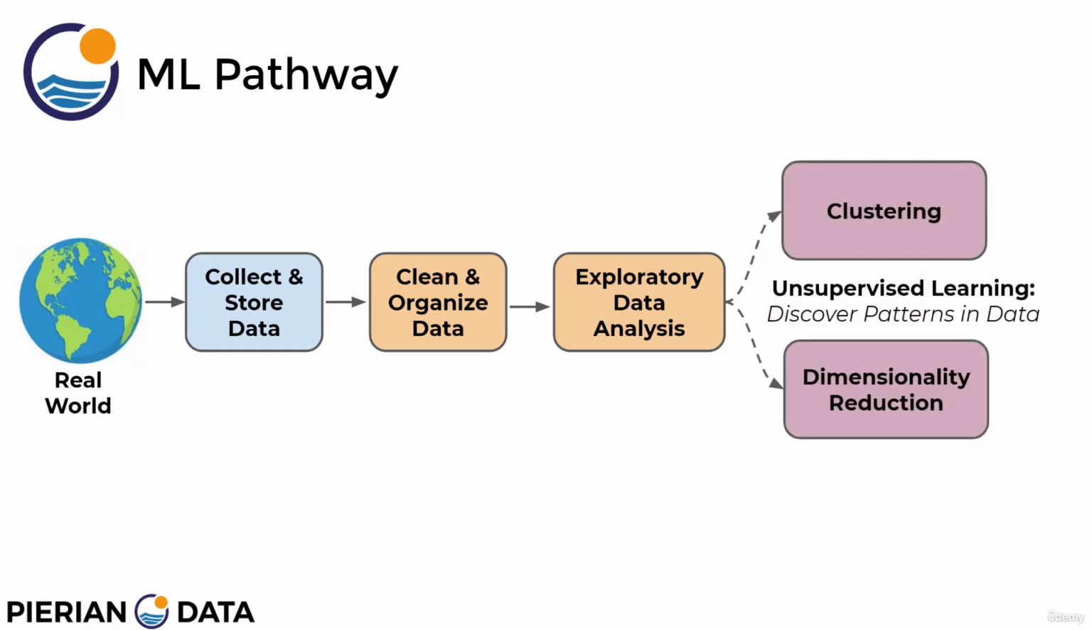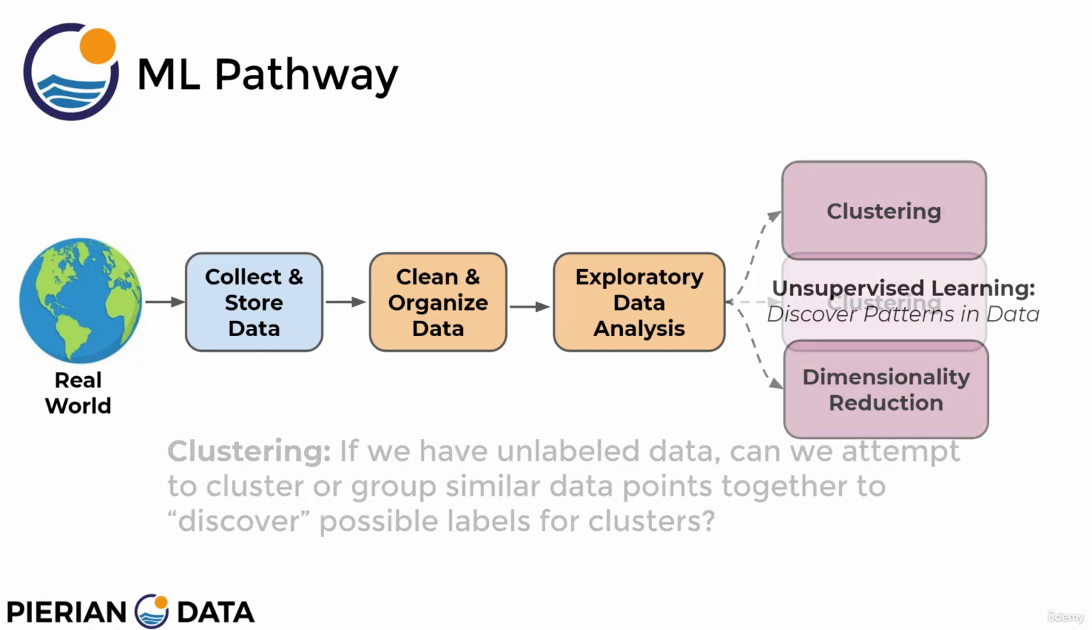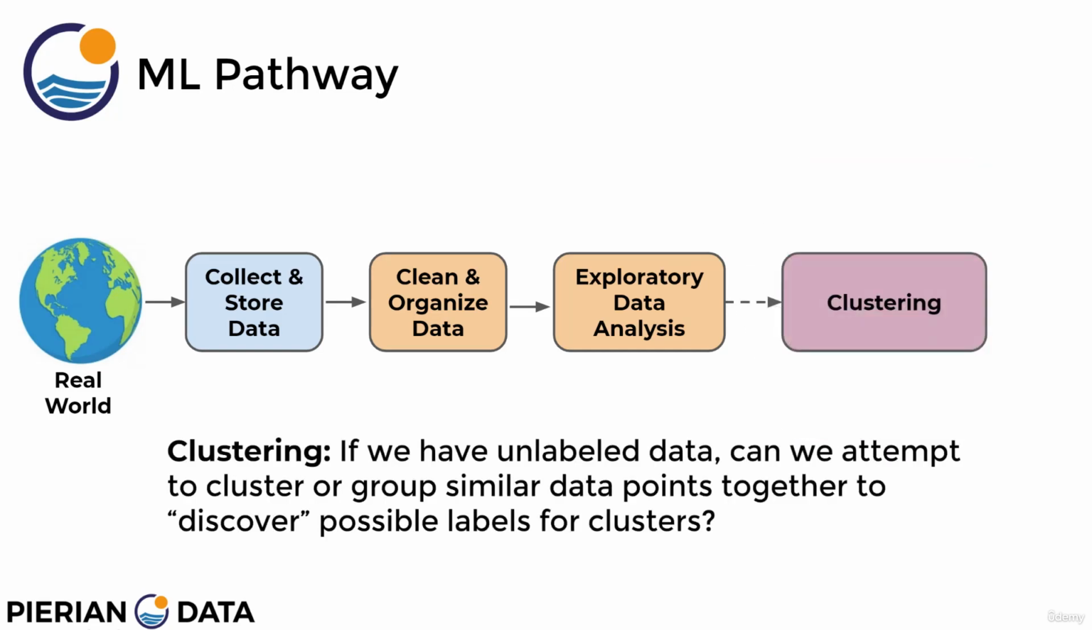And this is where we perform that split of two different types of discovery of patterns. We can either try clustering or dimensionality reduction, or technically we can do both. So let's talk about clustering first. Clustering, in the case, if we have unlabeled data, the question we're trying to answer is, can we attempt to cluster or group together similar data points just based on their features to try to discover possible labels for clusters?